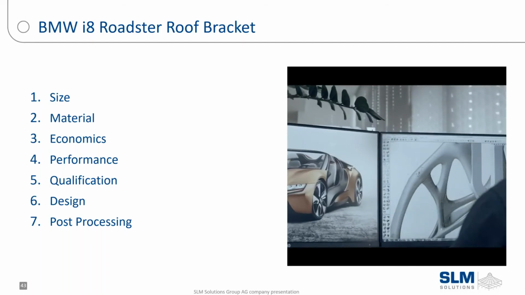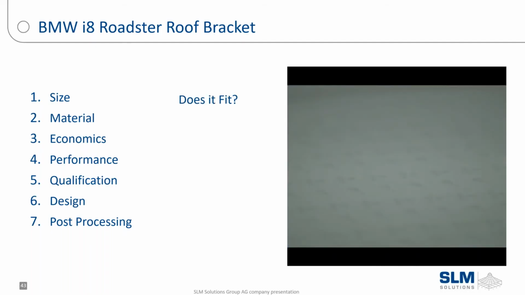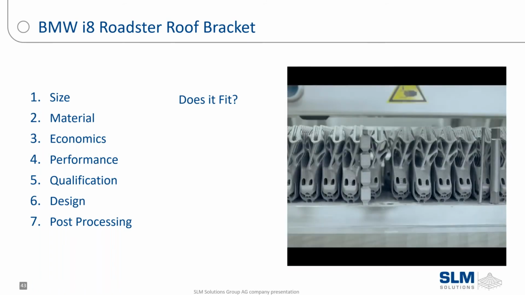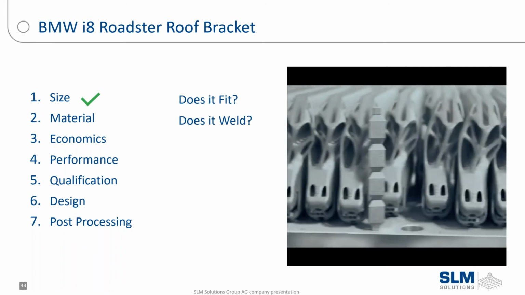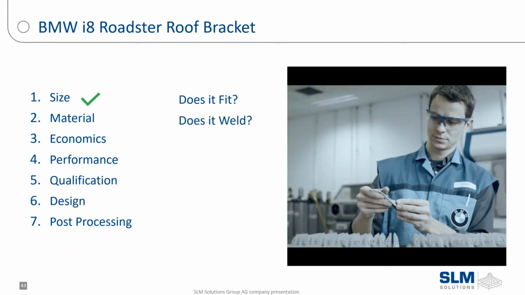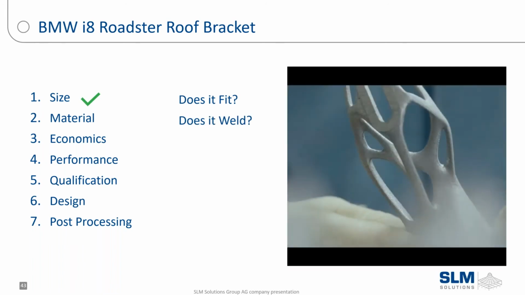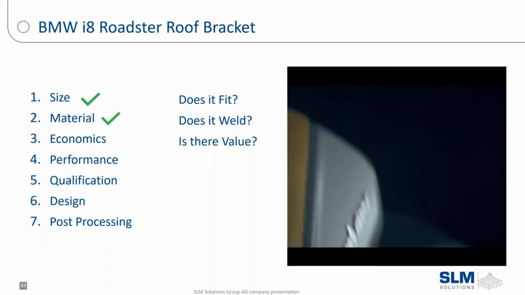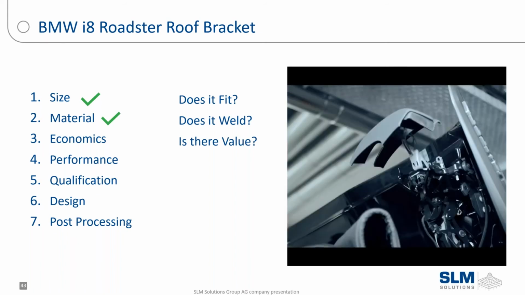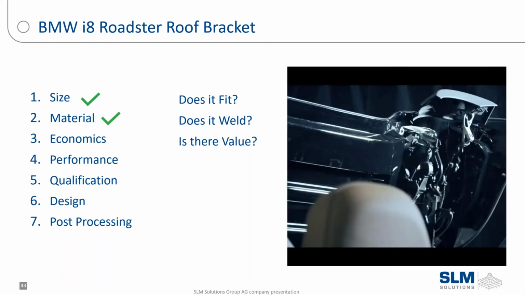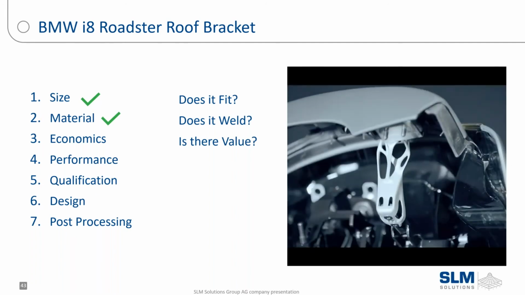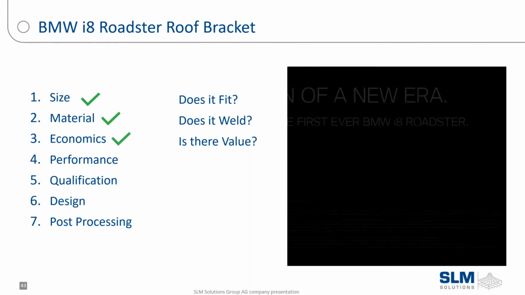So, as the video plays, size. Does it fit? Yes. We can fit a lot of these on a plate, so the size is good. Does it weld? Yes. This is an aluminum bracket. It holds up a very lightweight piece. So material, does it weld? Yes. Economics, is there value? The BMW i8 Roadster is a very low production vehicle. So this is a fairly specialized part that only needs 2 per vehicle on a very specialized vehicle.